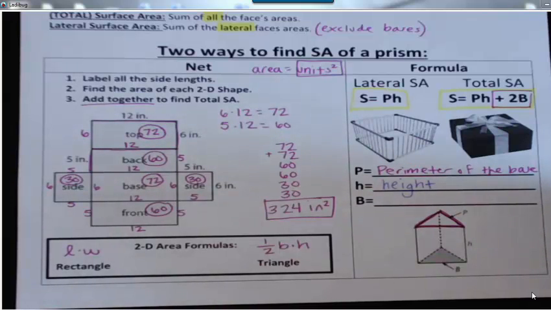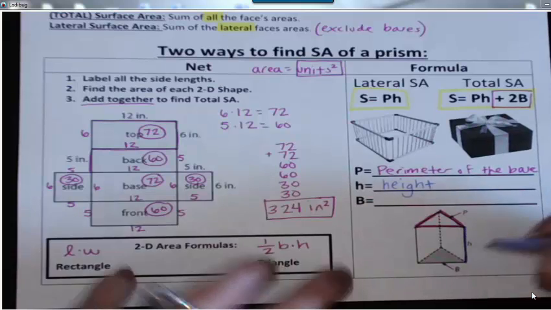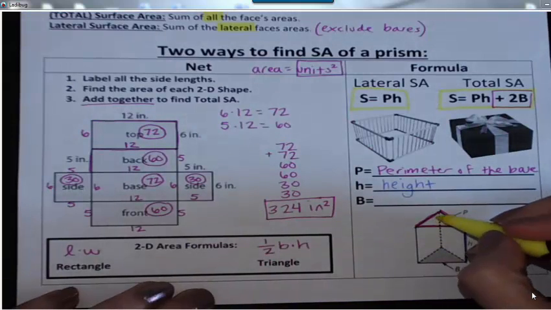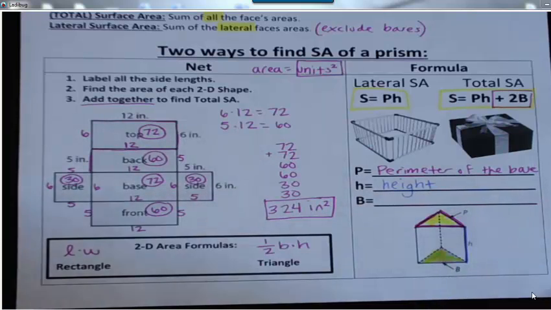Remember when we talked about and labeled the pictures above on this paper, we were told that there's always going to be two bases, and the bases are separated by the height. So once I identify my bases, which again here are triangles, I know that the bases are separated by that height.